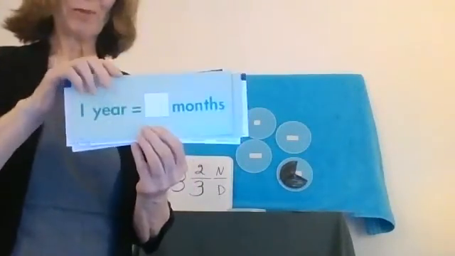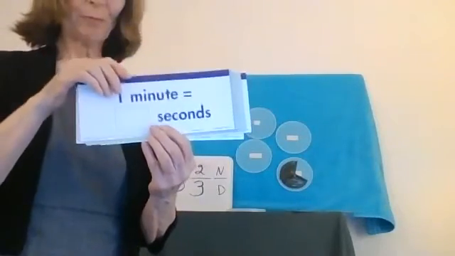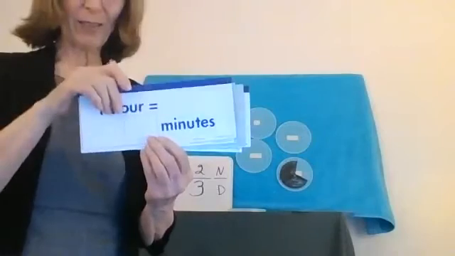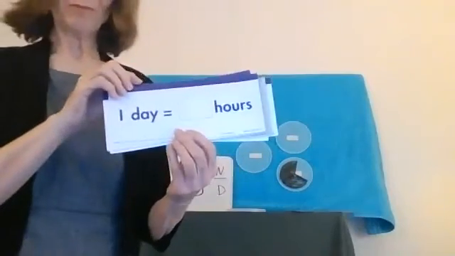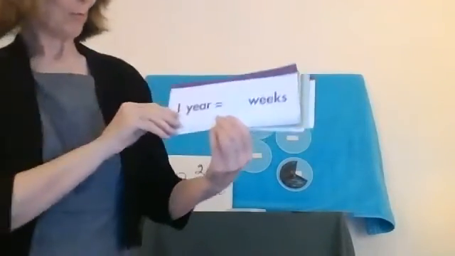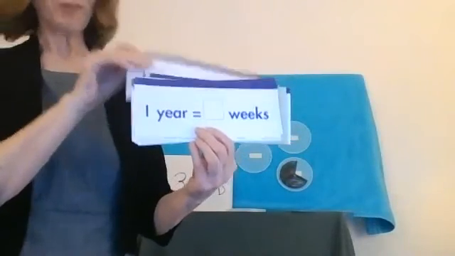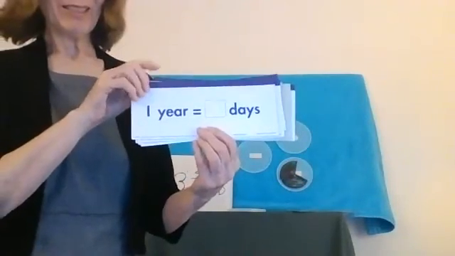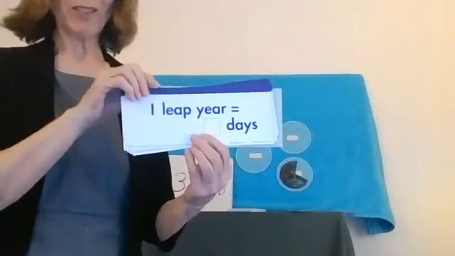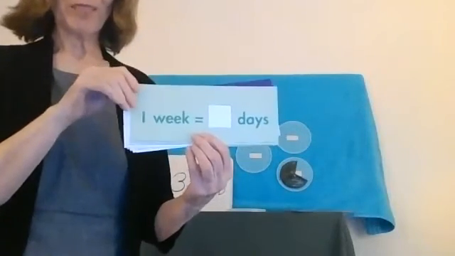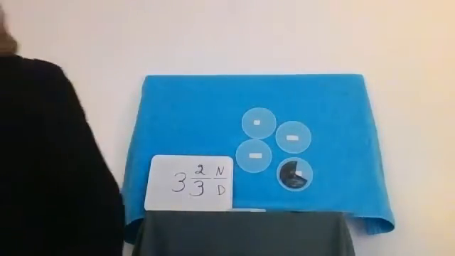7, 12 months, 60 seconds, 60 minutes, 24 hours, about 52, 365, 366. And back to 7 days in a week. Okay, really good. I'm gonna wrap these up in the rubber band. We'll move on to the next thing.